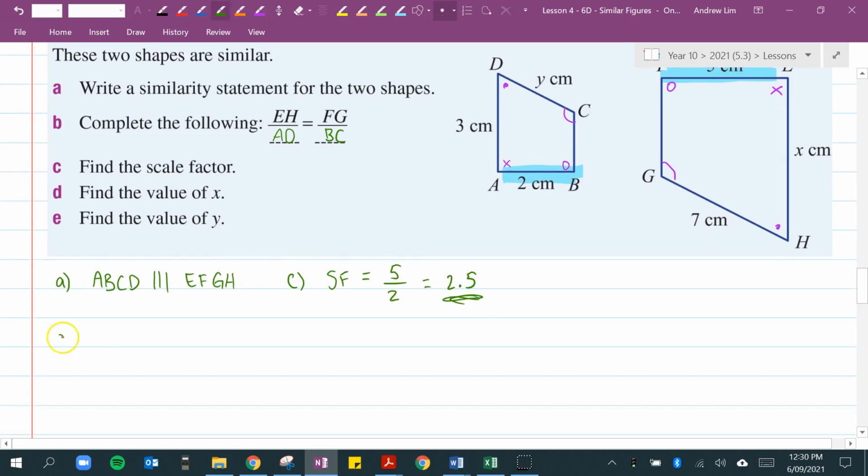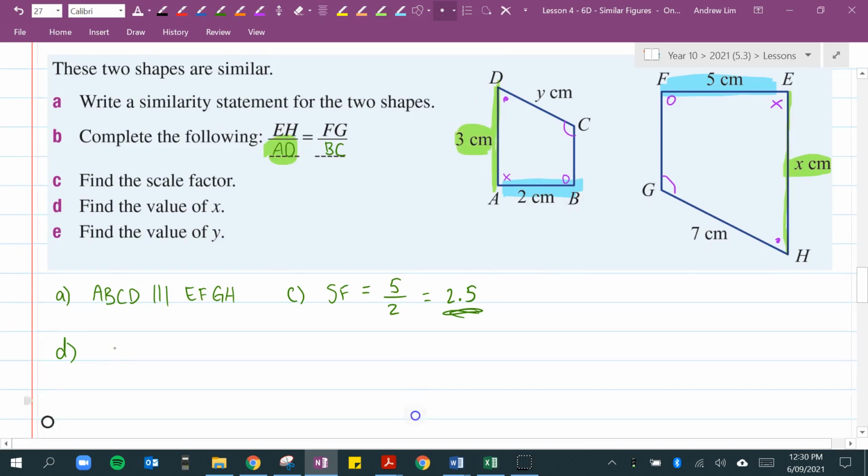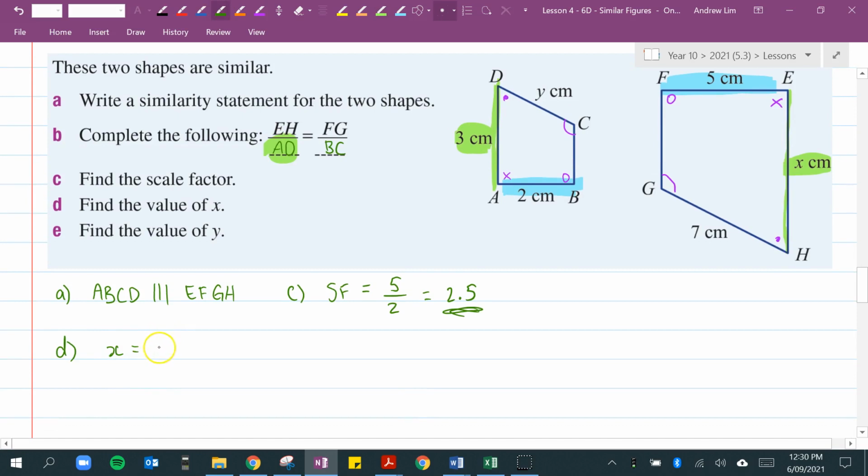So question D says find the value of x. X is over here. It's part of the bigger figure, the larger figure, so I need to multiply. So EH corresponds with AD, which is the 3. So I know x is going to equal the shorter one times the scale factor of 2.5. That's going to equal 7.5.